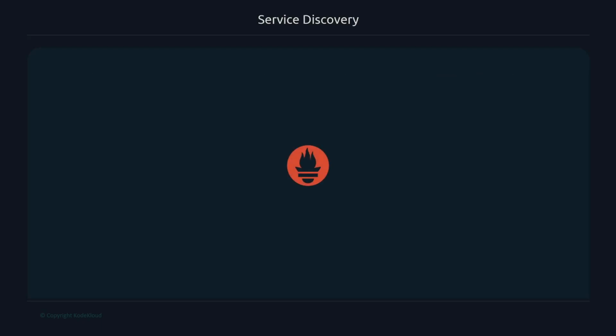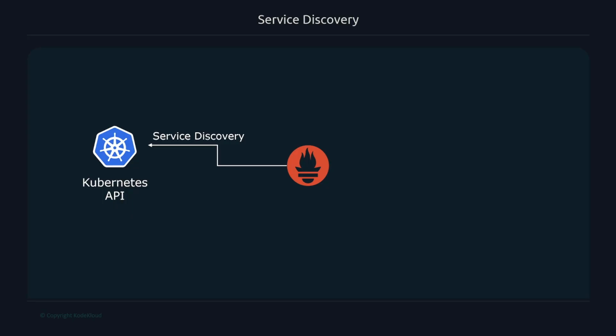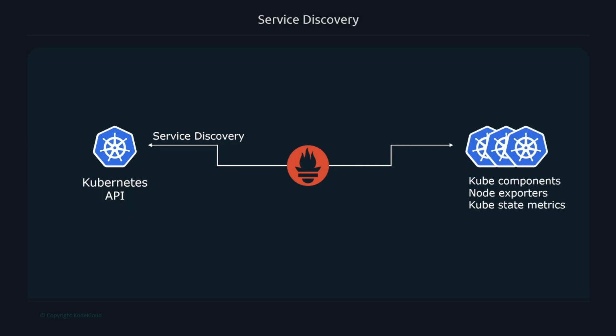Now, with Kubernetes, we're going to be making use of service discovery. So we will access the Kubernetes API to discover a list of all of the targets that we need to scrape. And that's specifically going to be all of the Kubernetes-based components, all of the different node exporters that we have installed, as well as the kube state metrics. These will all automatically be discovered by service discovery so that you don't have to manually go in and enter the endpoint addresses for each one of those.